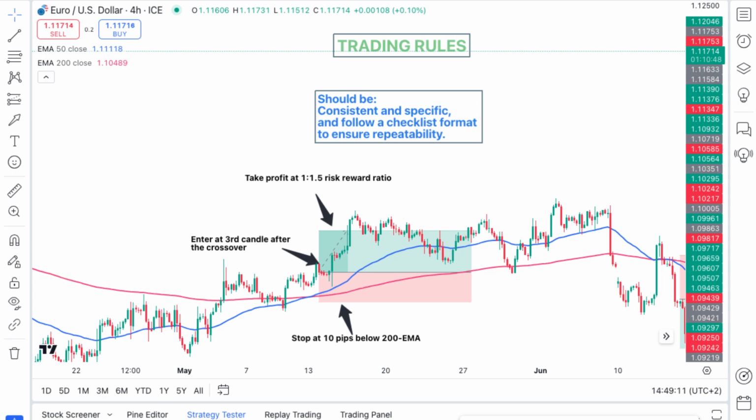So you want to test on instruments that are quite different. Thirdly, one of the most important aspects to take into consideration is your trading rules. Backtesting requires a clear set of trading rules, and these rules need to be consistent and specific and follow a checklist format to ensure repeatability. And you may want to print out an example of the perfect trade setup so that you can actually see it as a visual reference when you're performing your backtests.